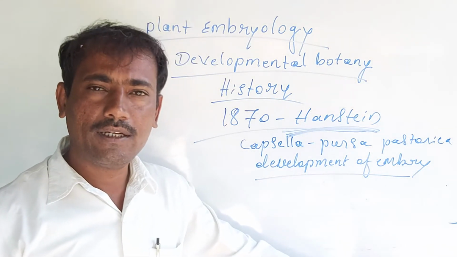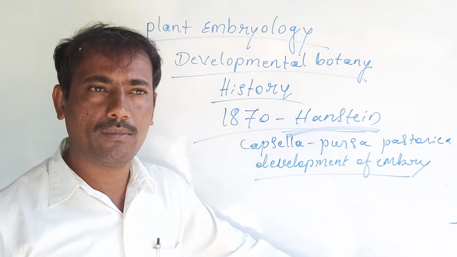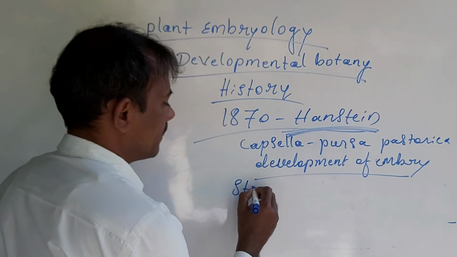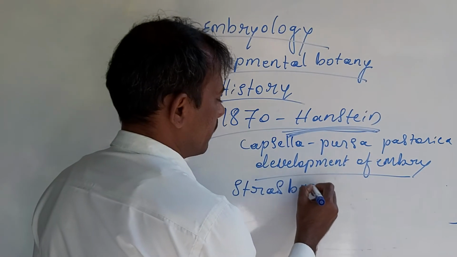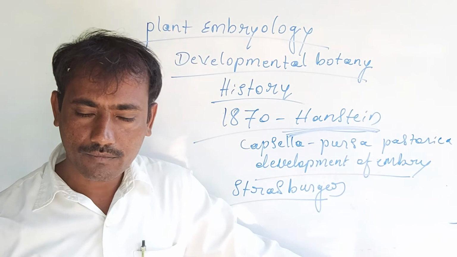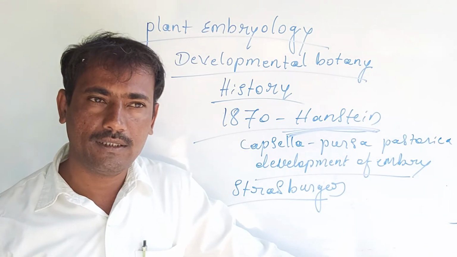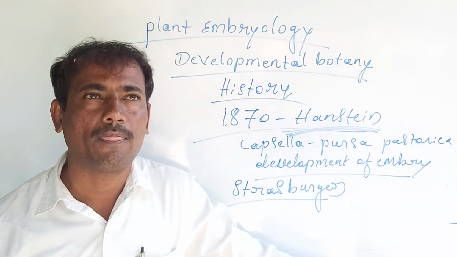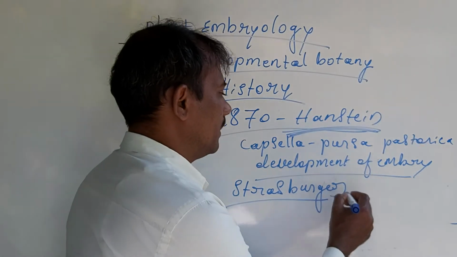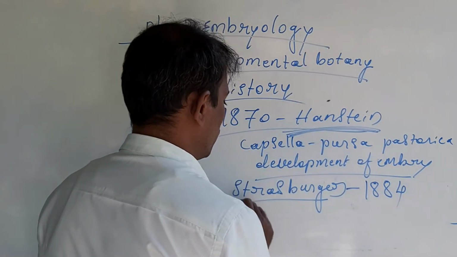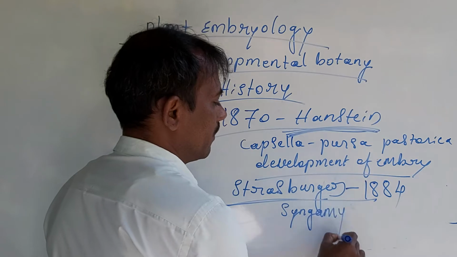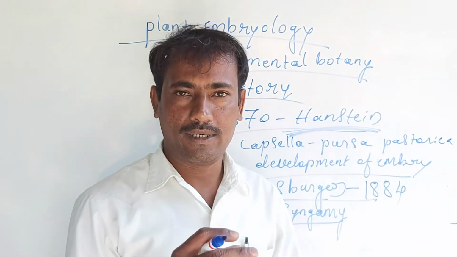And in the year 1884, another botanist or embryologist, Strasburger, explained for the first time syngamy. Syngamy is the process of the fusion of a male gamete with a female gamete in plants. So in the year 1884, it was Strasburger who proposed syngamy, that is, the fusion of the male gamete and female gamete.